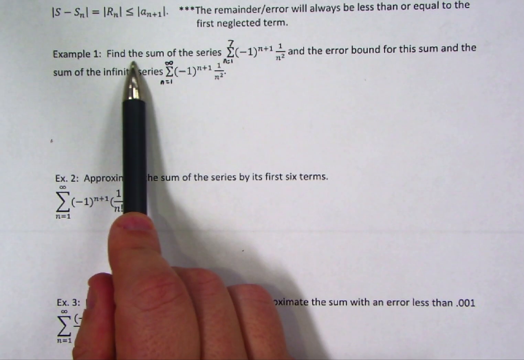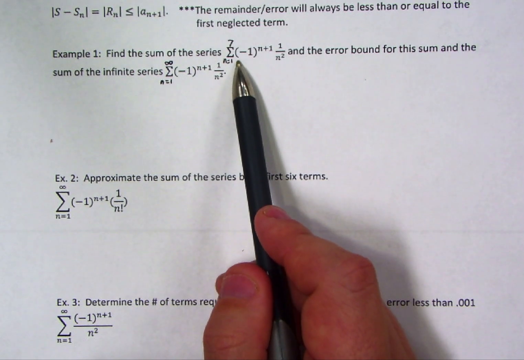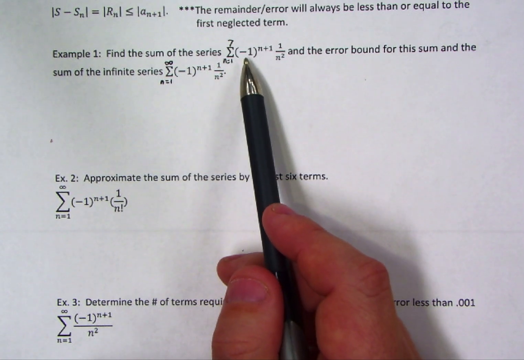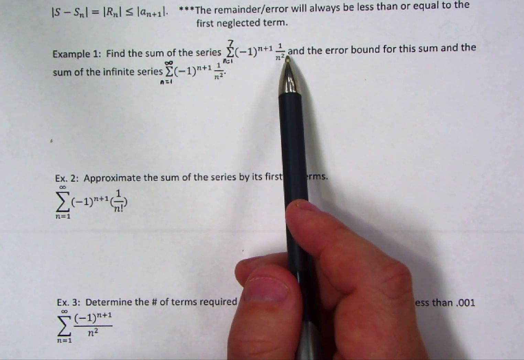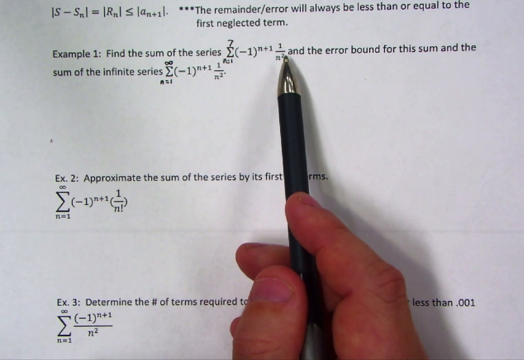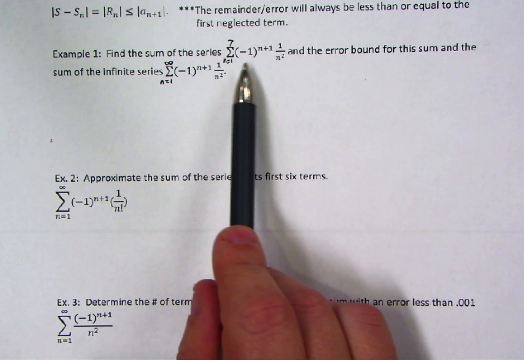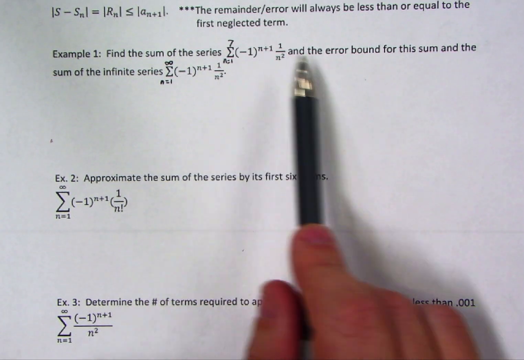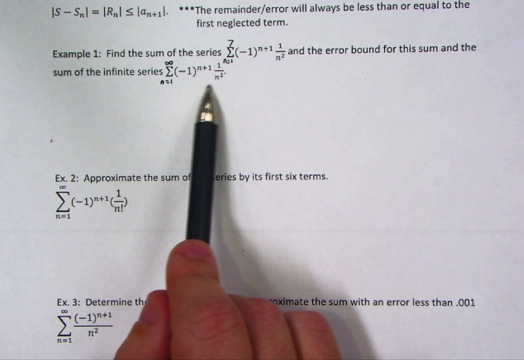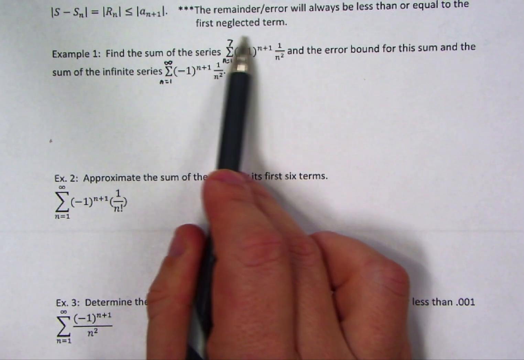So the first question says, find the sum of the series. And notice it doesn't say infinity, it says 7. It wants us to add up the first 7 terms of this series. Now you can do two things. You can either plug in 1, 2, 3, 4, 5, 6, 7 and get your 7 terms and add them up. Or you can use your summation button in your calculator. That should never be needed on the AP test, but it is an option. And I'm just going to tell you what this value is here. And it wants us to find the error bound for this sum and the sum of the infinite series of the same thing. So the first thing I want to calculate is, what is this value?